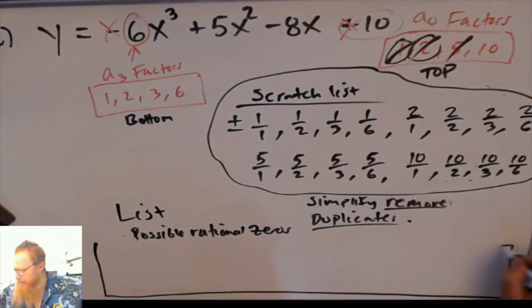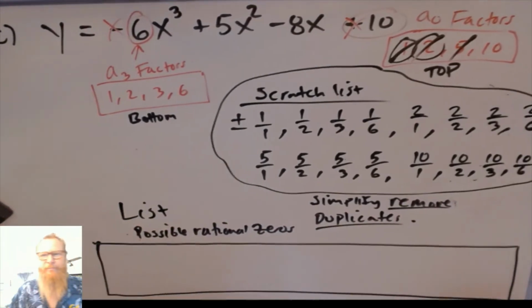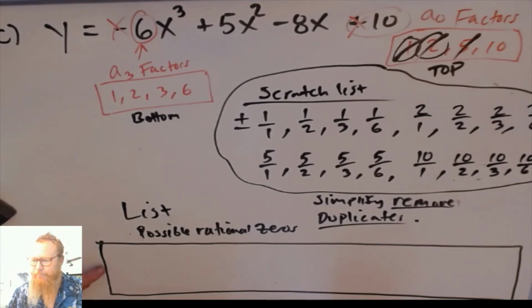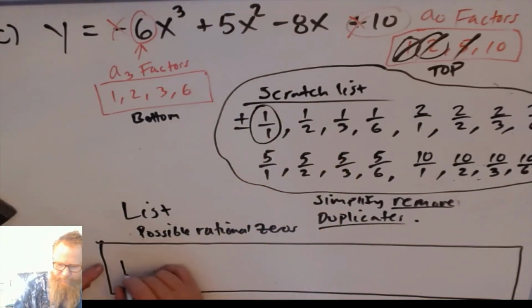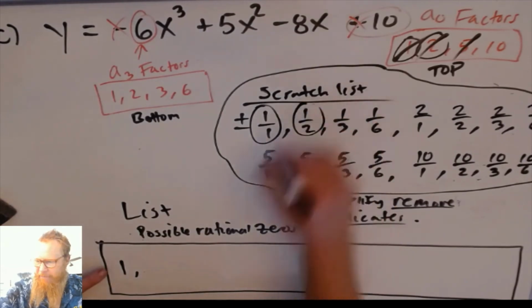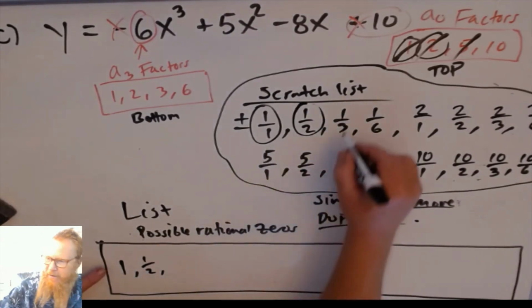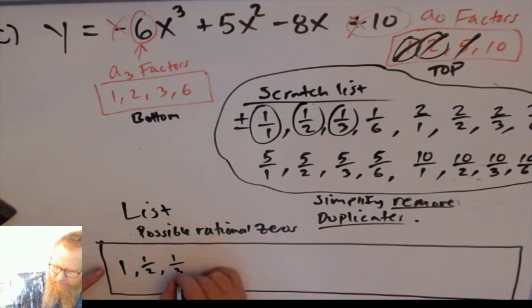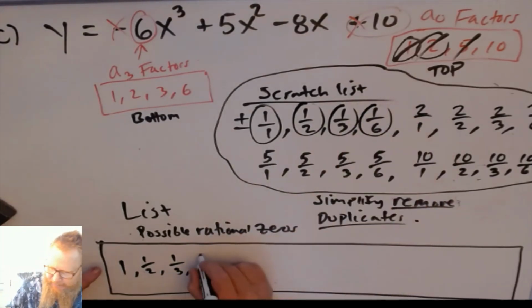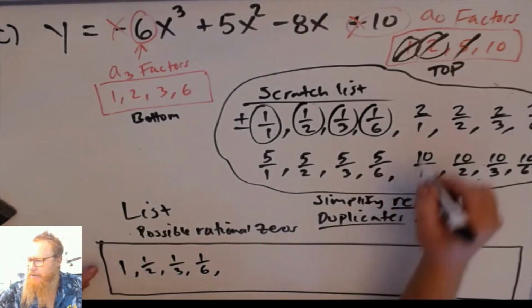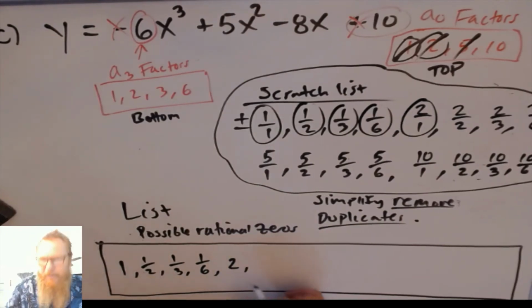I hope I can fit it in this box here. I'll try to write small. All right, 1. 1/2. 1/3. So far, so good. No duplicates. 1/6. 2. All right, you got to simplify it.